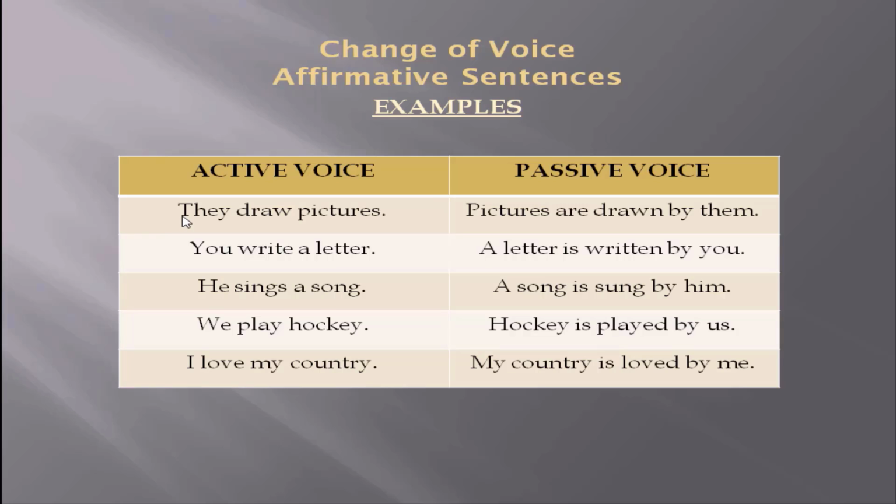As you know, in sentence number 1, they is subject, draw is verb, and pictures is object. When we change it into passive voice, they and pictures will exchange their position. The passive voice will be pictures plus are plus third form of draw plus by plus them. It will become pictures are drawn by them.